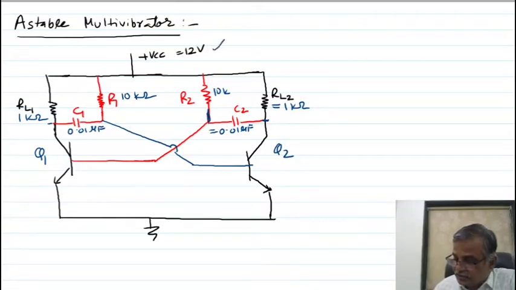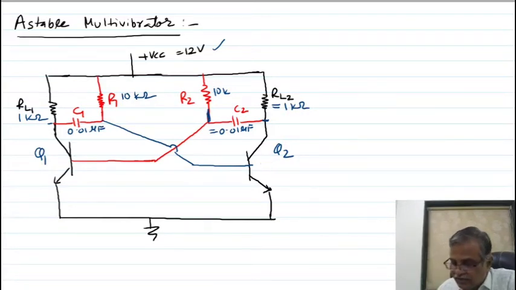As the power supply is on, one transistor will conduct more than the other due to some circuit imbalance. Circuit imbalance means some parameter of the transistors Q1 and Q2 will differ slightly. All these component values are slightly different. So due to some circuit imbalance, as the power supply is made on, one transistor will conduct more than the other.